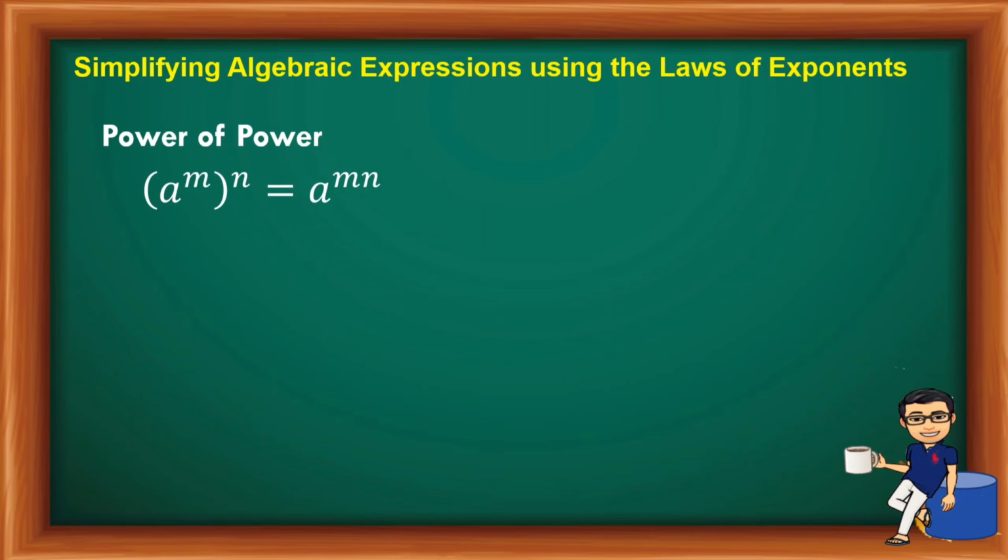Let's have the next one. Power of a power. An exponent and another exponent. Ito times lang, like these examples. B raised to 4 raised to 3.